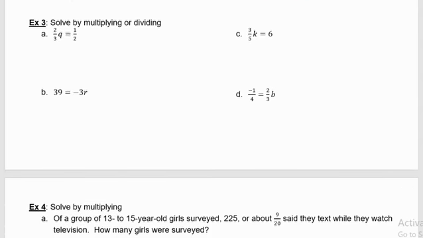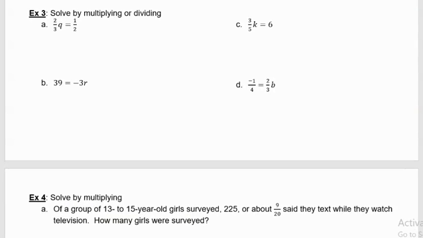Okay, solve by multiplying or dividing. Now, I'm trying to get Q by itself. I'm trying to get the variable by itself, so this 2/3 is in the way. I'm multiplying by 2/3. If you see a fraction attached to a variable, like 2/3 attached to Q, what you're going to do is multiply by the reciprocal of that fraction. So remember, the reciprocal is I'm just going to flip the fraction. So I'm going to multiply by 3 over 2.